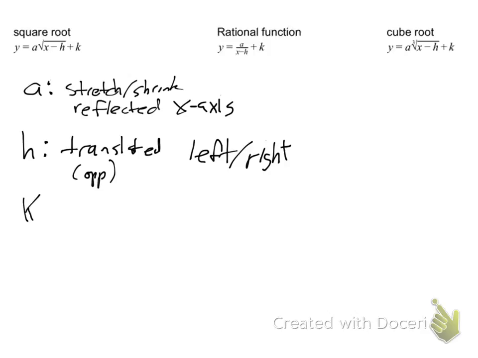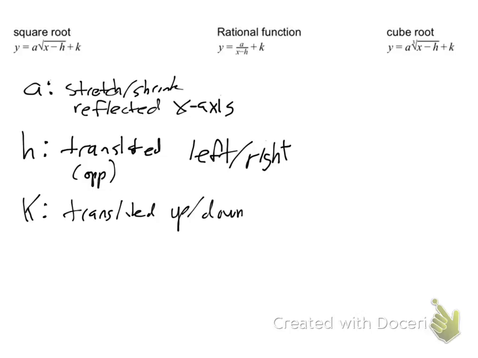And K, our last component, is translated up or down. K is exactly the way you see it. So if I see plus 5 at the end, it goes up 5. If it's minus 10, it goes down 10. Okay? So that's all the basic information.